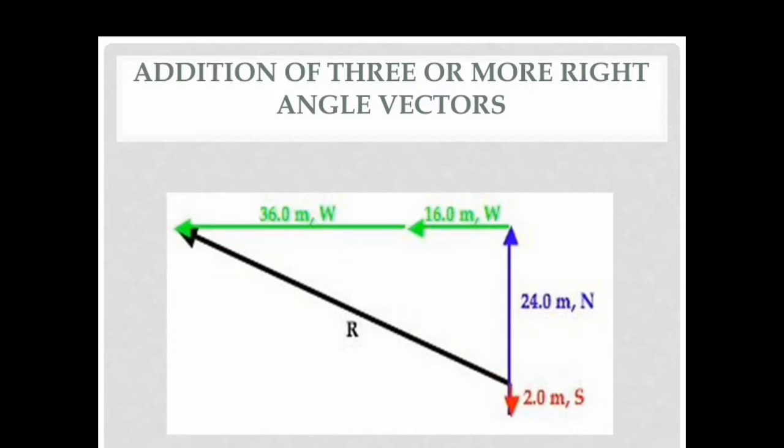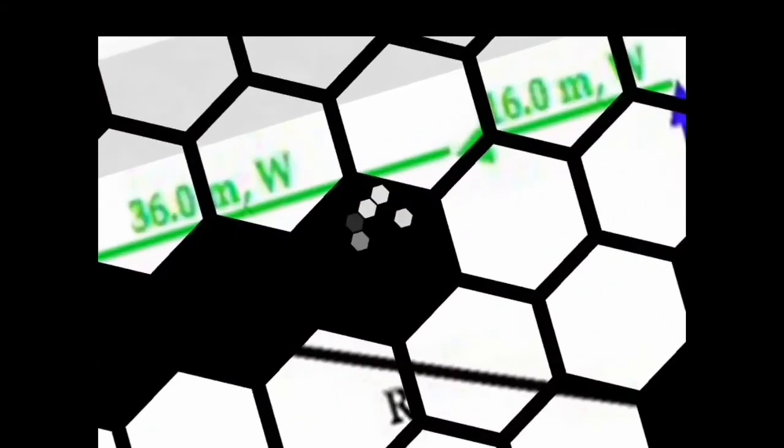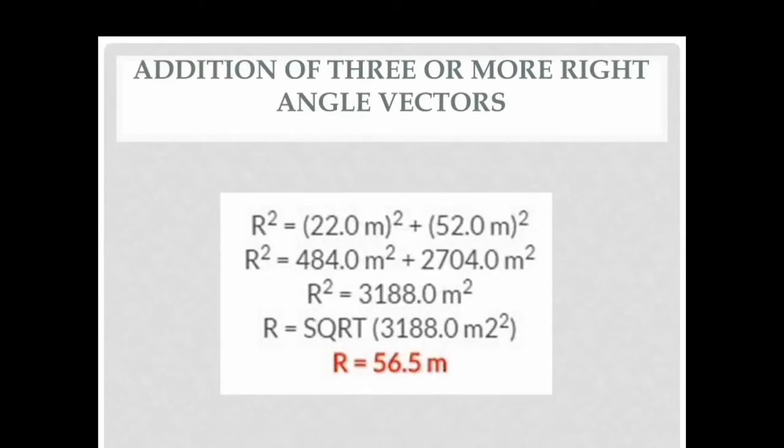With the vectors rearranged, the resultant is now the hypotenuse of a right triangle that has two perpendicular sides with lengths of 22 meters north and 52 meters west. The 22 meters north side is the result of 2 meters south and 24 meters north added together. The 52 meters west side is the result of 16 meters west and 36 meters west added together. So the magnitude of the resultant vector R can be determined using the Pythagorean theorem. Here is the solution. SQRT indicates square root.